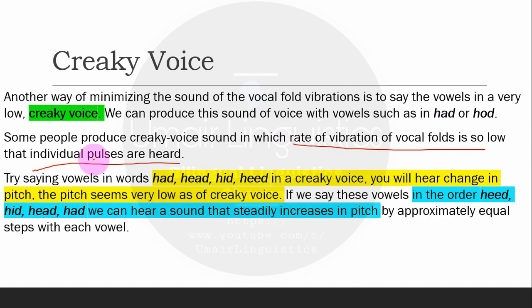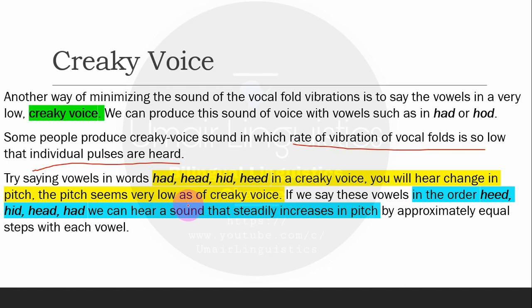And if we say the vowels in words like these, all in creaky voice, once again we will hear a change in pitch, and the pitch seems to be very low, as is usual in creaky voice. In creaky voice, all of the vowels usually have low pitch.